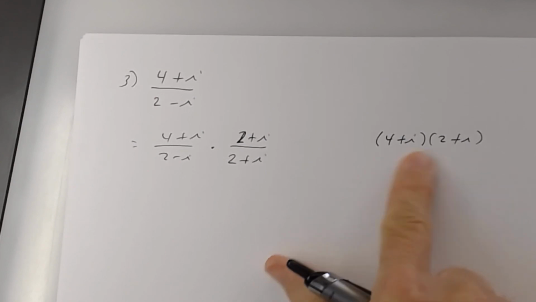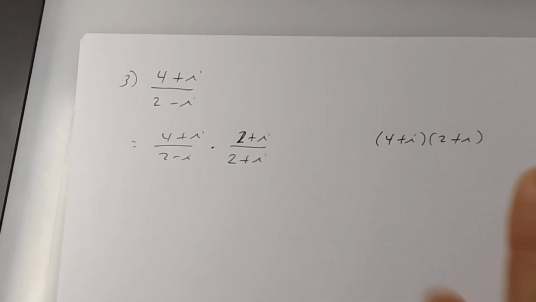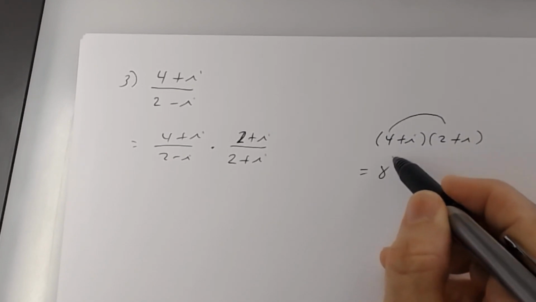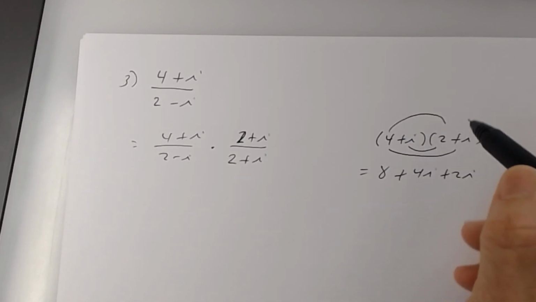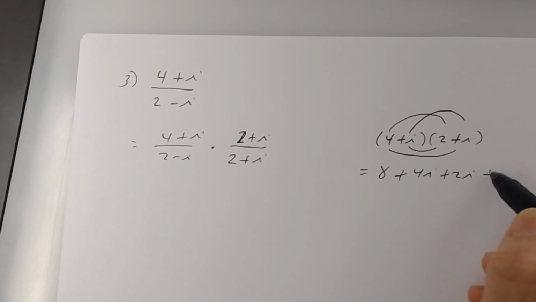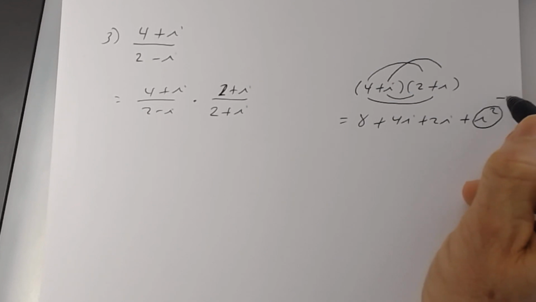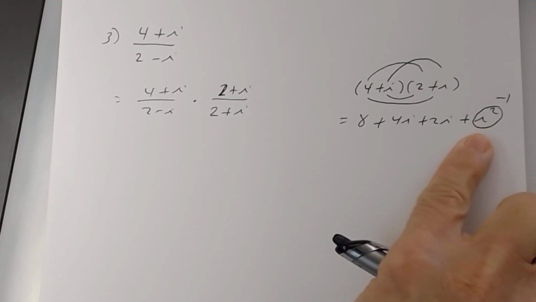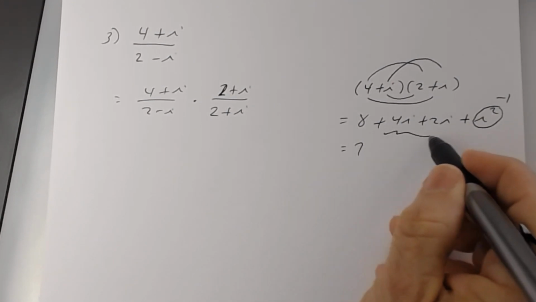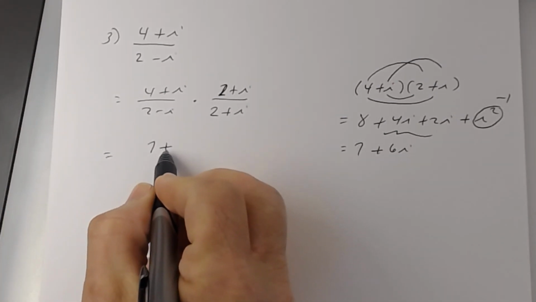Now, before I go on, just answer this question. When I FOIL this out, will the outer and the inner cancel out? No, because those are not conjugates. Okay? All right. What's 4 times 2? 8. What's the outer? 4i. What's the inner? 2i. Notice they don't cancel. And what is the last? i squared. And remember, i squared is -1. So this becomes 8 and a what? -1, which is 7. And this becomes 6i. So that's the numerator: 7 plus 6i.